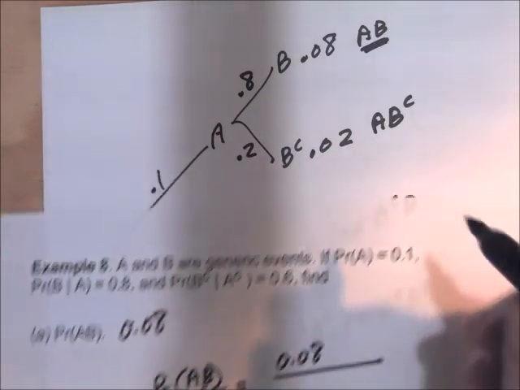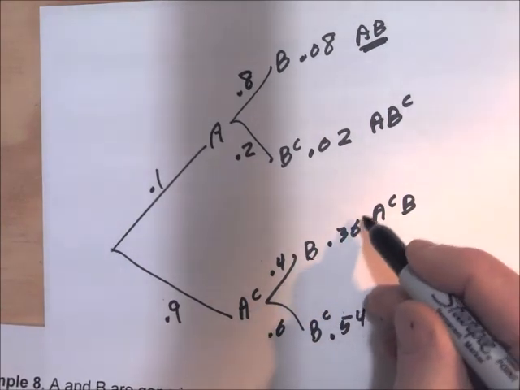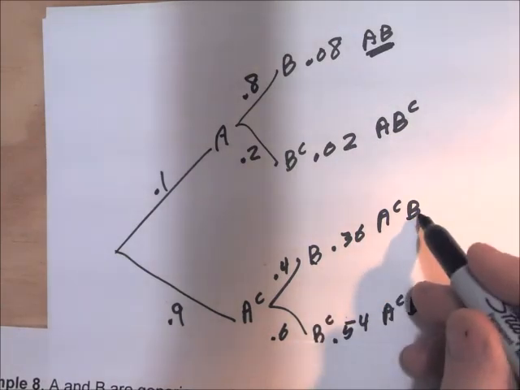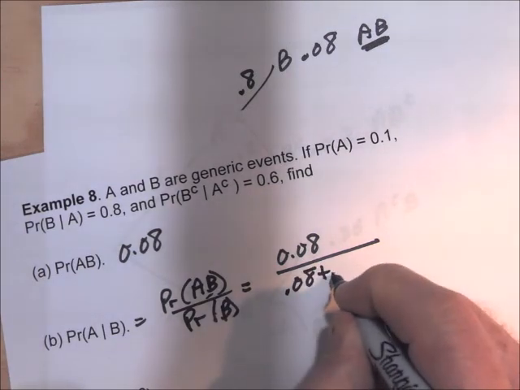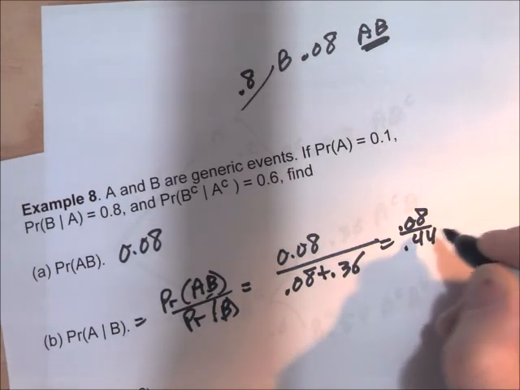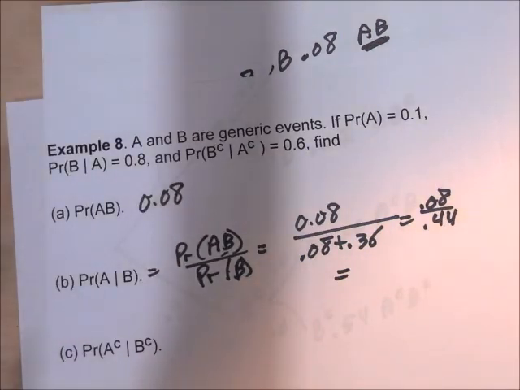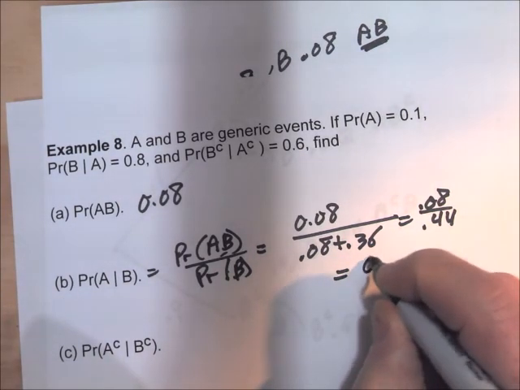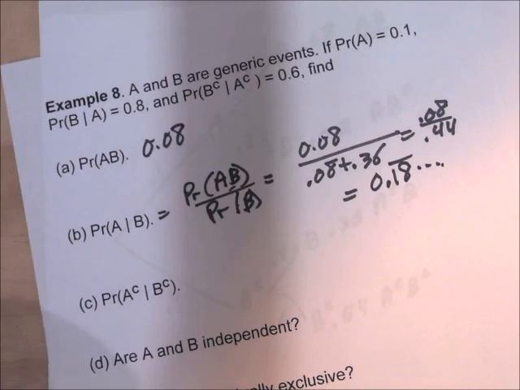And then there's two paths where the event B occurs. That's the 0.08 and the 0.36. But they both have a B without the complement. So it's 0.08 plus 0.36. 0.08 divided by 0.44. And that's going to be 0.18 and repeating 18. It's a repeating pattern. Okay.